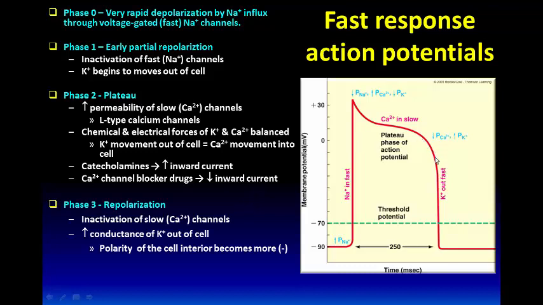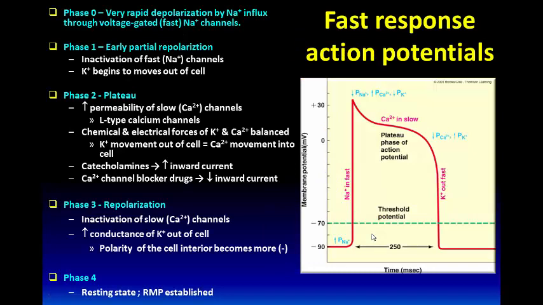Phase 3 is the repolarization, complete repolarization, where we have inactivation of the slow calcium channels and an increase in the conductance of potassium out of the cell. So the polarity of the inner surface of the membrane becomes more and more negative, and the membrane reaches phase 4, which is the resting membrane potential.